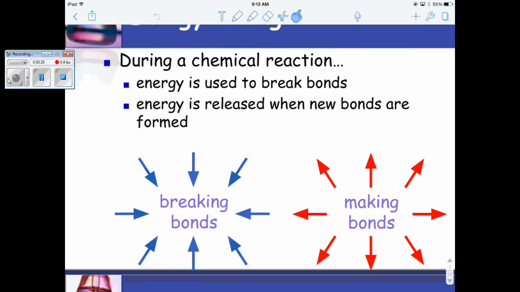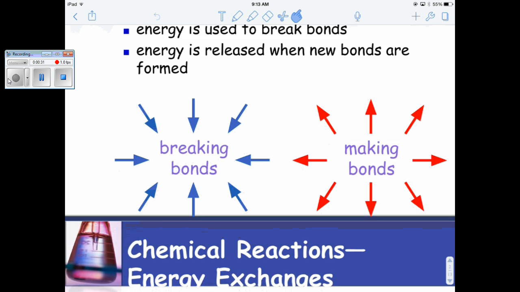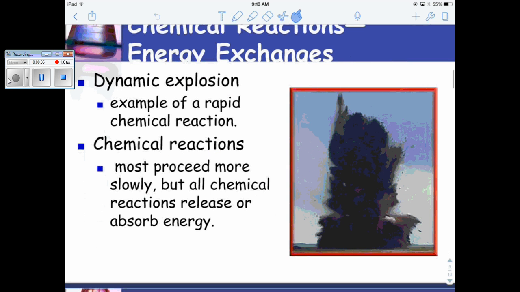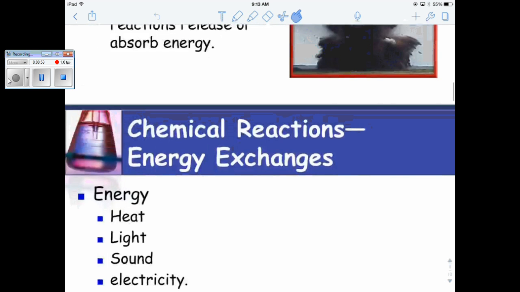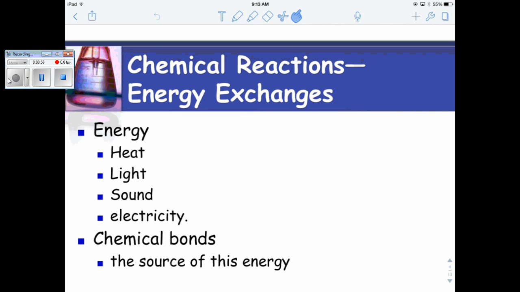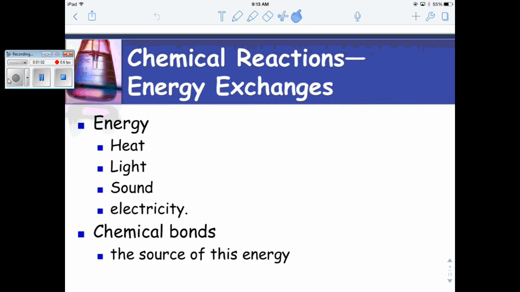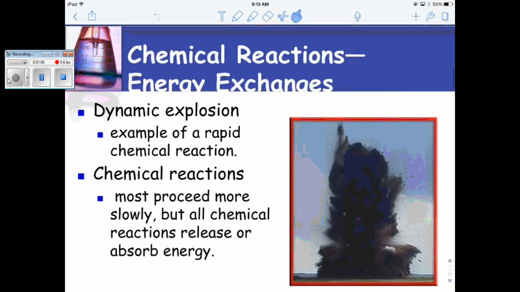We'll get into the different types. For example, a dynamite explosion is an example of a rapid chemical reaction. Most chemical reactions proceed more slowly than a dynamite explosion, but they all release energy or absorb energy. So all chemical reactions are at least absorbing or emitting energy. Energy can be in the form of heat, light, sound, electricity, and the breaking or making of bonds is the source of the energy.